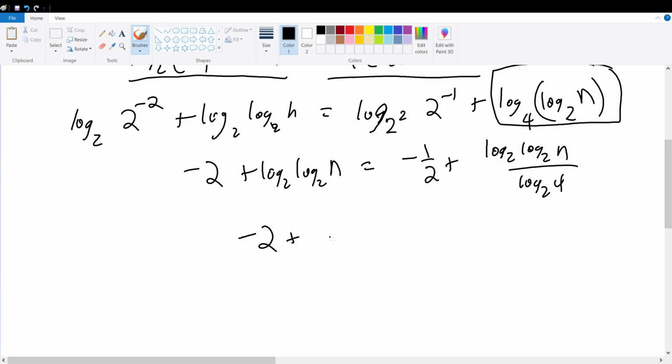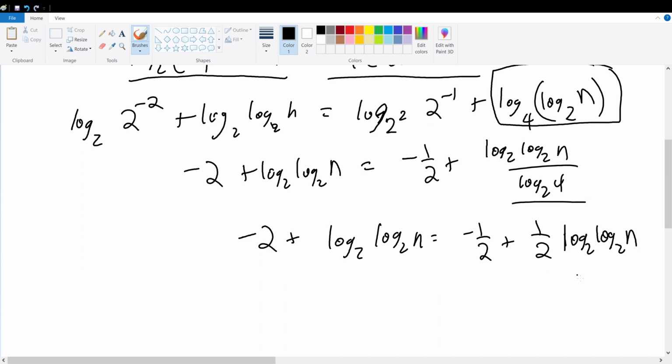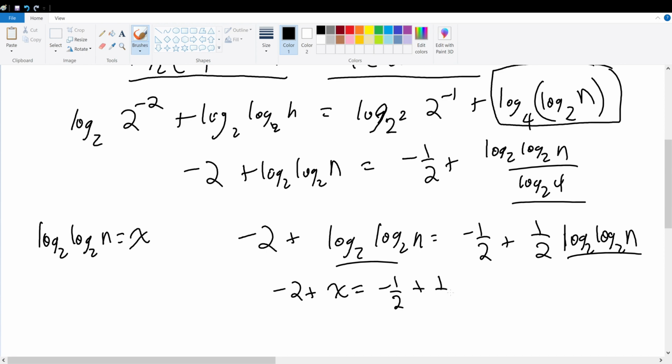So negative 2 plus log base 2 of log base 2 of n equals negative half plus 1/2, because remember 2 is in the denominator, times log base 2 of log base 2 of n. Notice we have log base 2 of log base 2 of n on both sides. So if we assume log base 2 of log base 2 of n to be equal to x, we get negative 2 plus x is equal to negative half plus half x, right? And we just have to do a simplification and we get x.